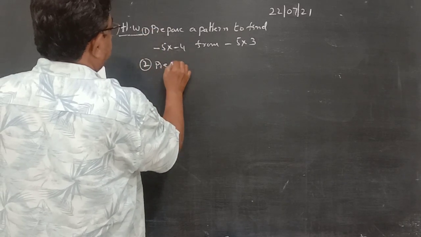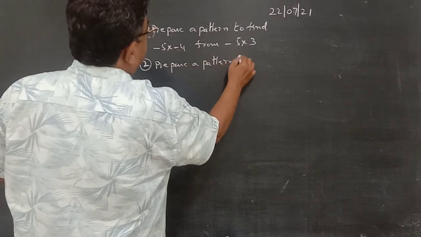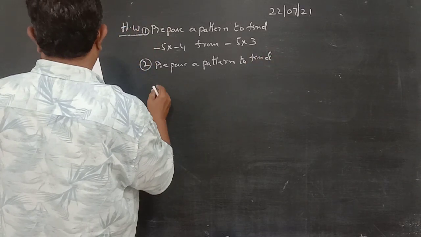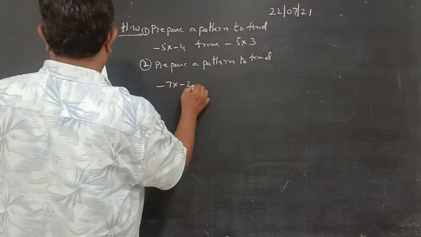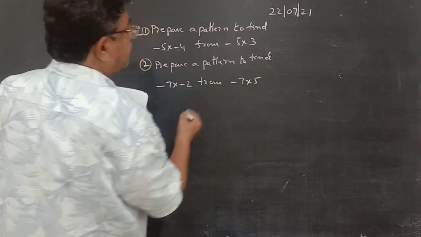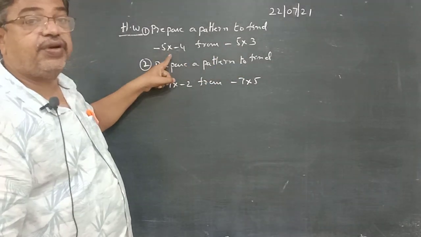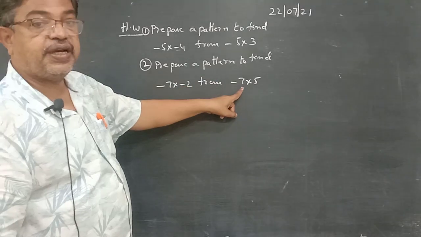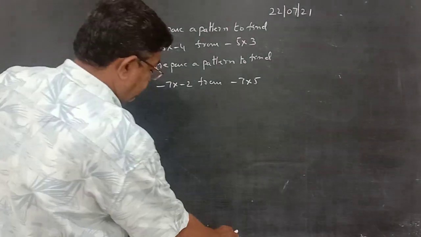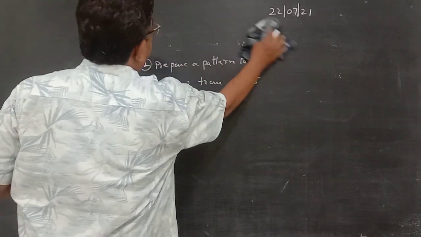Prepare a pattern to find minus 7 into minus 2 from minus 7 into 5. These two you want to start with minus 5 into 3. And you have to end at minus 5 into minus 4. Similarly, you have to start at minus 7 into 5, end at minus 7 into minus 2. So this is the homework you have to do.